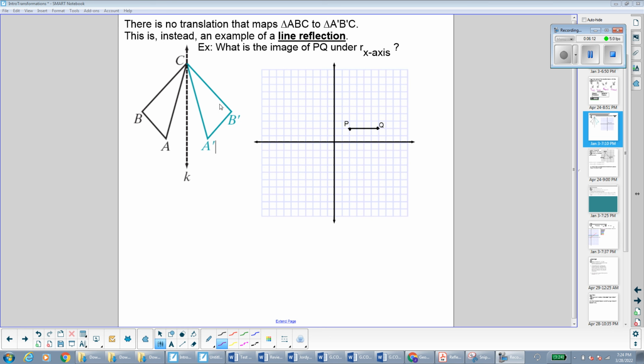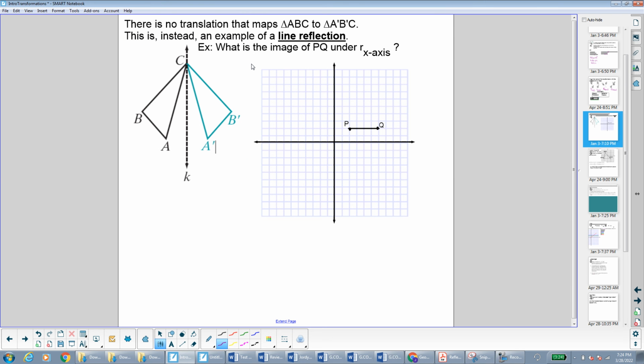Now, something important to keep in mind is that when you're doing a reflection, the points of the pre-image and the image are equidistant from the line of reflection. So point A to the line of reflection should be the same as A prime to the line of reflection. B to the line of reflection should be the same as B prime to the line of reflection.